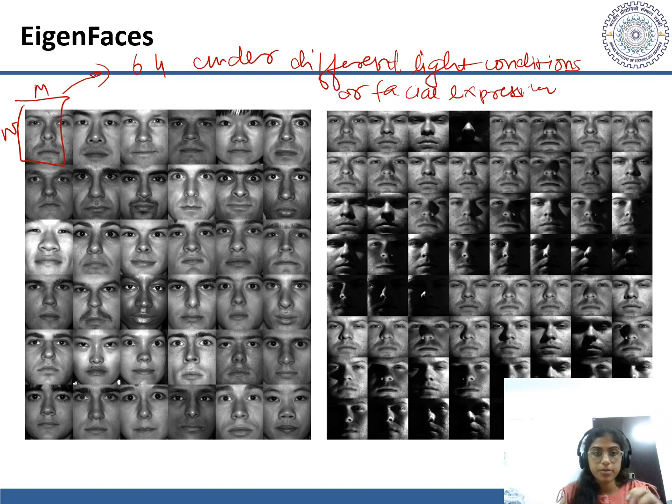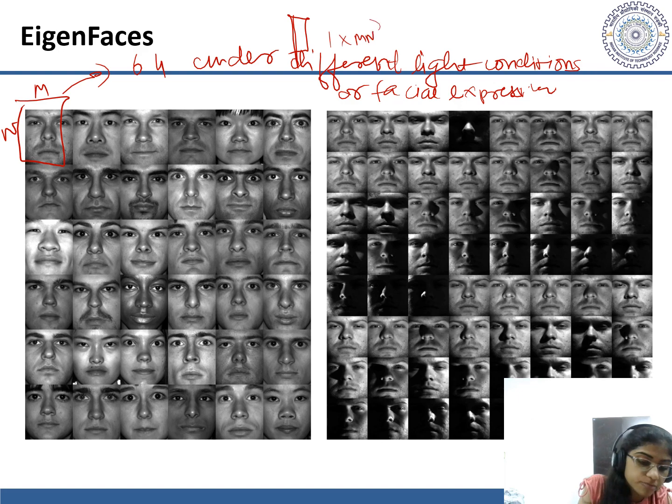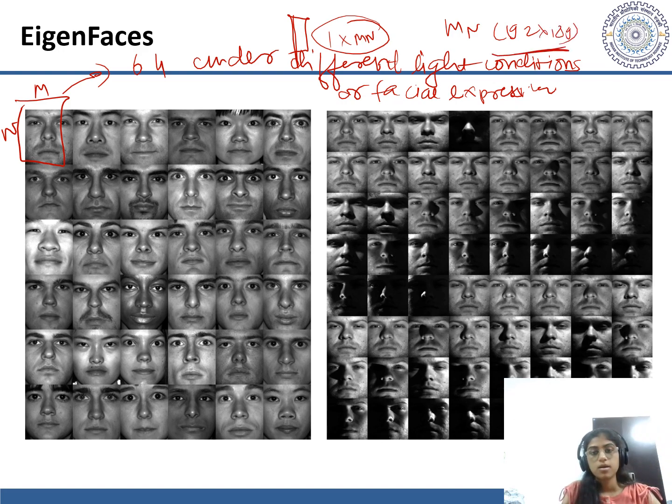So I will be transforming each m cross n image for each person into a long column vector, one column of m cross n. Now I have 64 columns for each of the 38 people. That many columns will be formed, with pixels like m cross n, something like 192 cross 168, of the sort. So I'll be proceeding with the code.